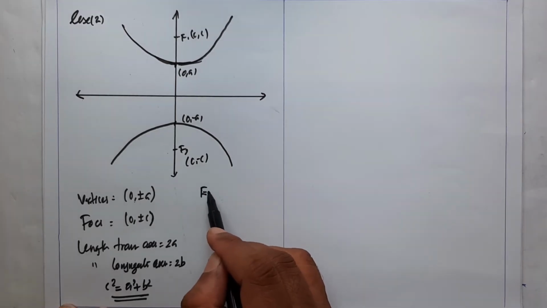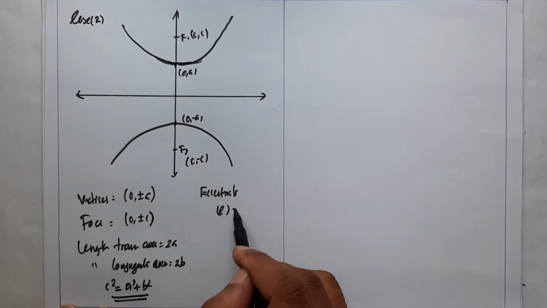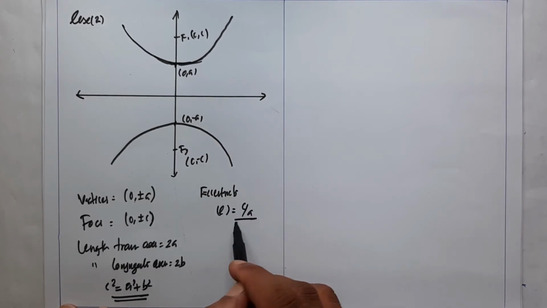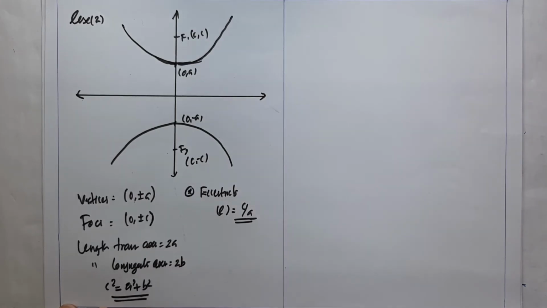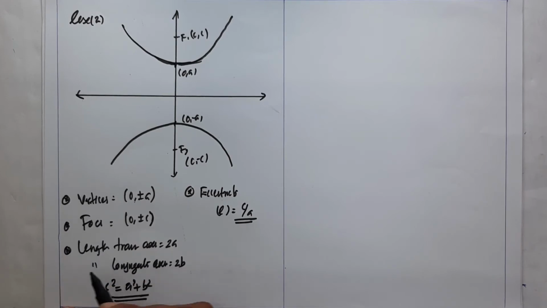Then eccentricity e is equal to c divided by a. For vertices, foci, length of the transverse axis, length of the conjugate axis, relation connecting a, b, c, c square equal to a square plus b square, and eccentricity is also c by a.